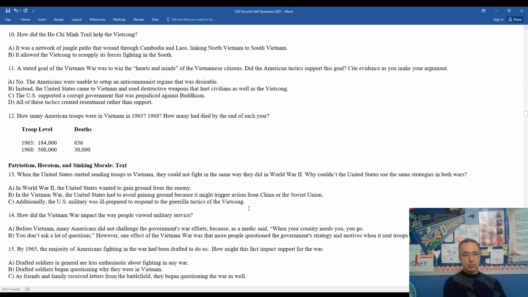Number 12, how many American troops were in Vietnam in 1965 versus 1968? So in 1965, we had 184,000 troops. Three years later, it more than doubled. But the fatality rates, the deaths in 1965 were 636 versus 30,000 in 1968. So the loss of life was extensive.